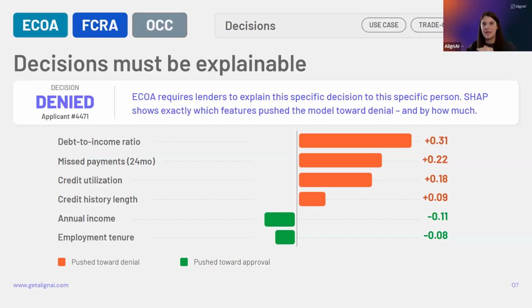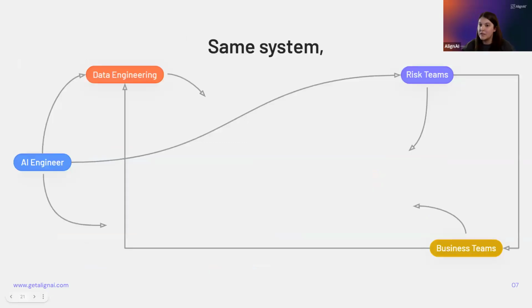So we're like, oh, hey, we have to design the system for this, right? Same thing with data. We're pulling PII. Oh, automatic trigger. Here is an implication of that from a risk perspective. Decisions must be explainable. They have to be explainable, as I mentioned earlier, right? It requires lenders to explain the specific decision to a specific person. And so we can use different methods like SHAP that can show exactly which features push the model towards denial and by how much. So we can look at annual income, employment tenure, things like that, right? So push towards denial, debt to income ratio, obviously, right? And then we can always use that as a category that we can give back to that end user if they ask.